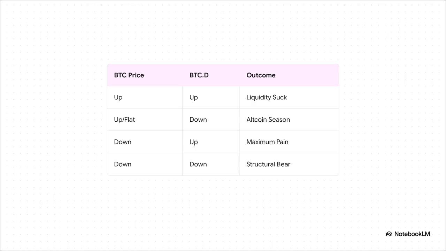But if Bitcoin is up or even flat and dominance drops, wow, that's the holy grail. That's altcoin season. Massive capital is rotating out of Bitcoin into riskier altcoins, causing them to absolutely explode. Right, but then we have the darker side of the matrix. What if Bitcoin's price is down, but its dominance is up? That, my friends, is maximum pain. Bitcoin is crashing and altcoins are getting completely decimated as panicked capital just flees into stablecoins or fiat. And finally, if both Bitcoin's price and dominance are down, that's a structural bear. The whole market is deflating, but money is exiting Bitcoin even faster than altcoins. It's a clear sign of complete market exhaustion.